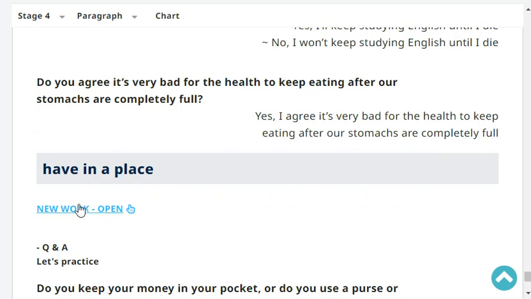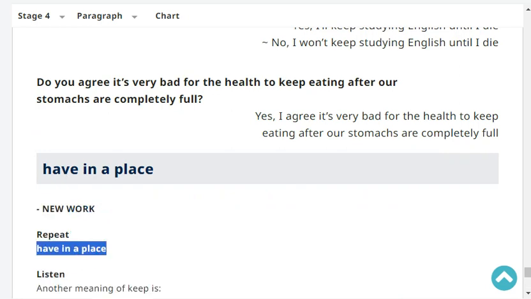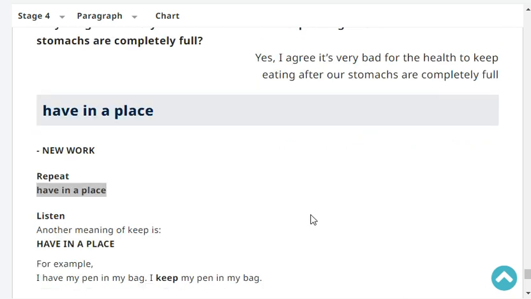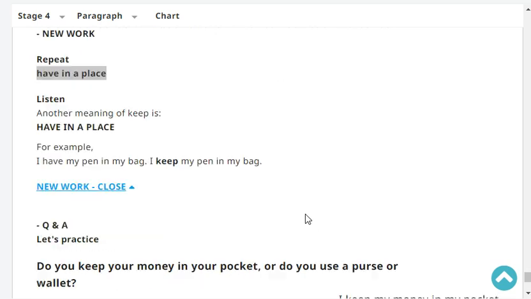Next, repeat: have in place. Having place. Very good. Okay, listen. Another meaning of keep is to have in a place. For example, I have my pen in my bag. So we can say, I keep my pen in my bag. I keep my wallet in my bag. I keep my keys in my bag.